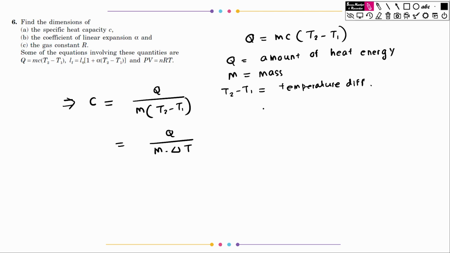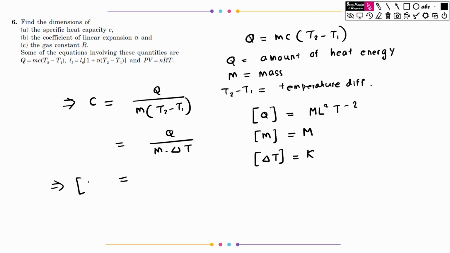Now we have to find the dimensions one by one. First comes the Q, which is nothing but heat energy. And already we have derived in our previous video that dimension of heat energy is M L square T to the power minus 2. Then comes mass, which is represented by capital M. Then comes temperature, that is delta T, which is nothing but K. So putting these values in the main equation, we can derive the dimension of specific heat capacity as M L square T to the power minus 2 divided by capital M into K. This M and M will cancel out, therefore you can write M to the power 0 L square T to the power minus 2 K to the power minus 1.